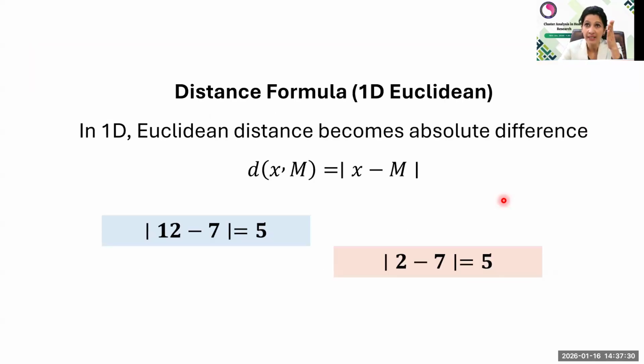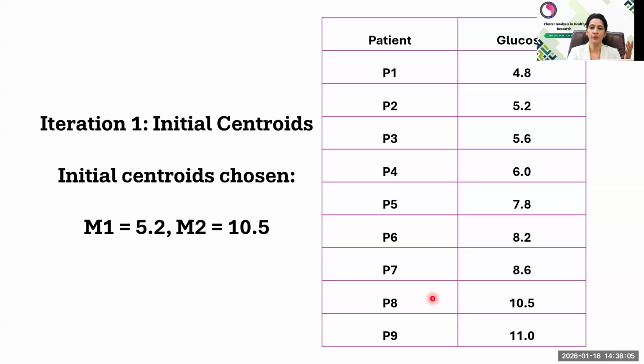In this case, like I said, we calculate the Euclidean distance, and the Euclidean distance is the absolute distance if there are variables. So this x stands for the variable which you have taken, and this m is the centroid which you choose. And you take the absolute value. So whether it is 12 minus 7 or 2 minus 7, the value will be the same. So, how do we do this?